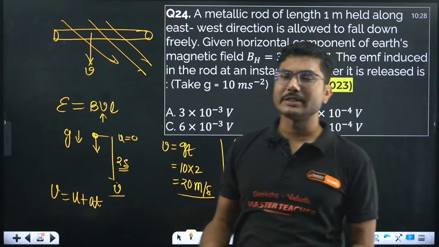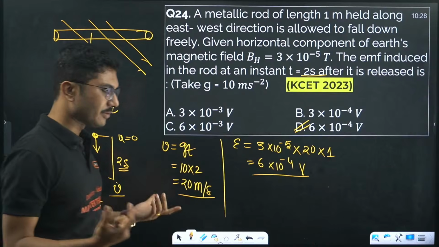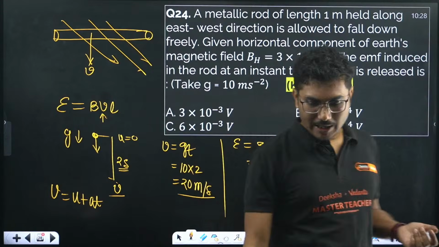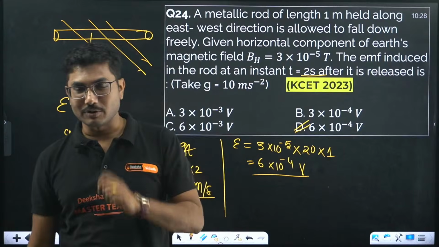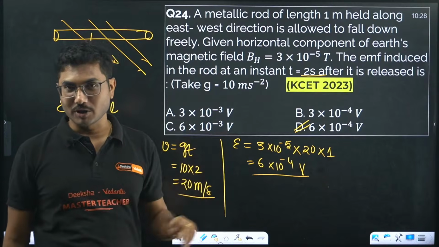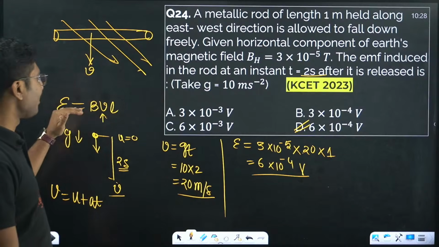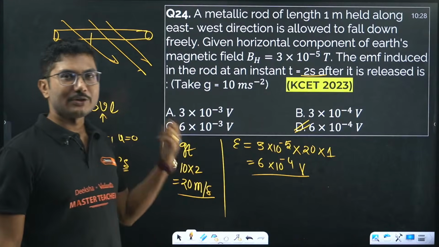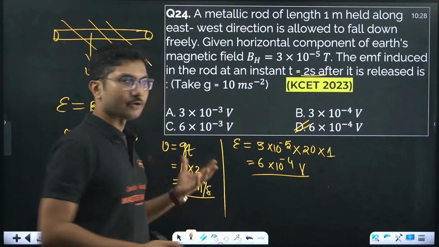Once the final velocity is calculated, the problem is the same, BVL, motional EMF. The motional EMF formula we have derived. In fact, this formula was asked to write in the exam also. Only write the motional EMF formula, not the derivation, but they ask you to write it down, right? So you have to mention BVL and mention the terms. So this is how you should solve.